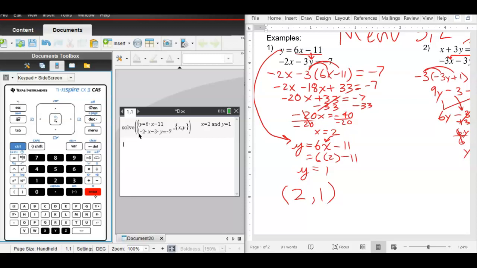So let's go up here and see what we did. 6x minus 11. So this is negative 7, not negative y. So make that a 7, and then hit enter. Boom. Yeah, so when you get your answers on the calculator, it's in brackets, 2, 1, which is the way you want to write it.